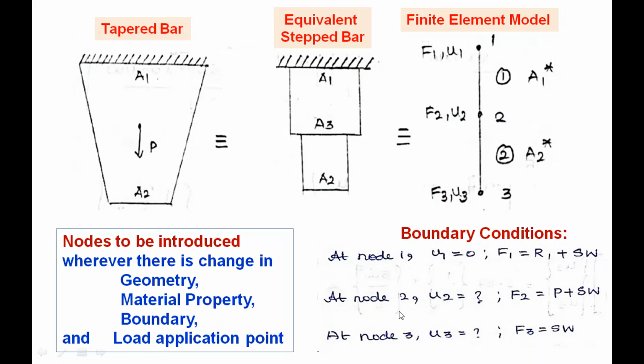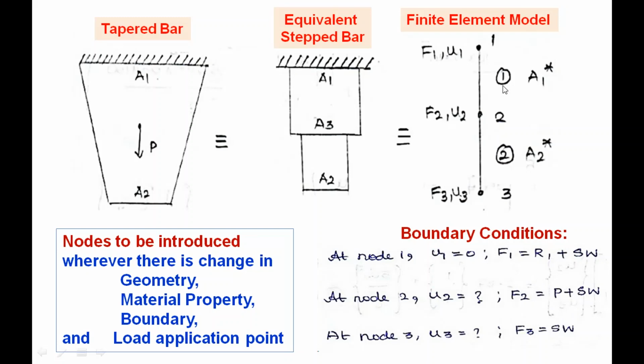Let us see. At node 2, U2 is an unknown displacement. U2 is unknown. We have to find it out. F2 is force P plus the self weight. Then at node 3 we have U3, which is an unknown displacement. So F3 is only self weight, because at node 2 only we have the external force P acting.